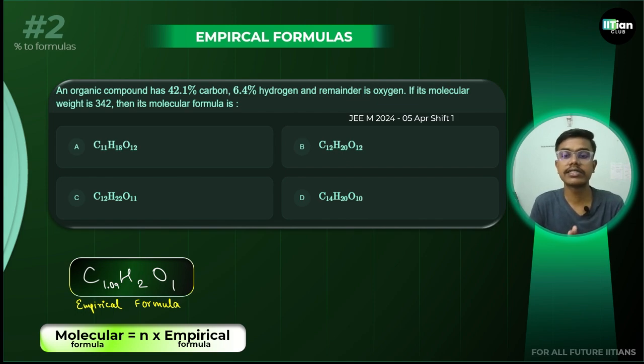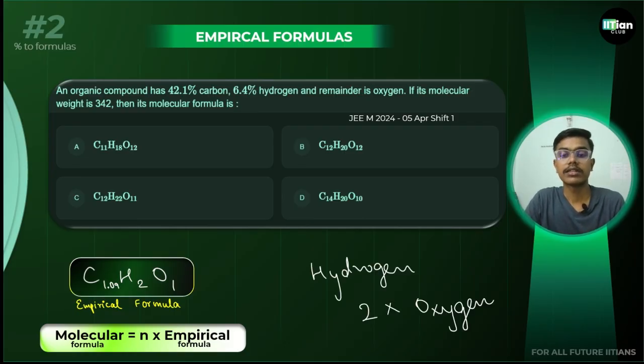But when you check the options, there is nothing like that. So you have to approach this in a little different manner. From the empirical formula, from the integer values, you can get that the number of hydrogen is twice the number of oxygen. So when you check out option A, it is not that case, and when you check out option B, it is not that case. And in options C and D, you can see hydrogen is twice the oxygen.